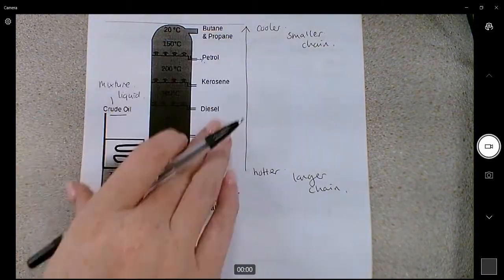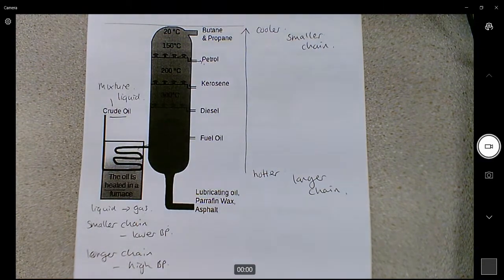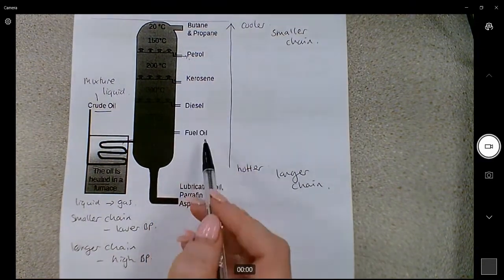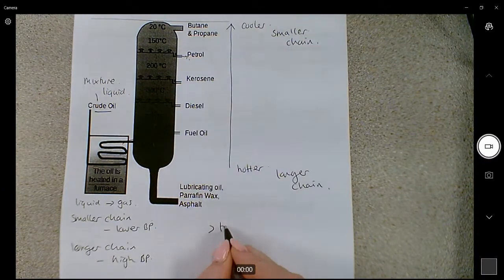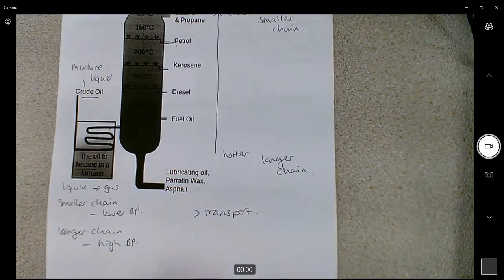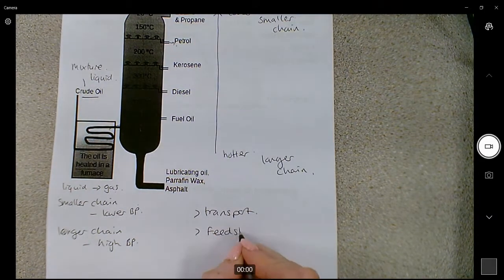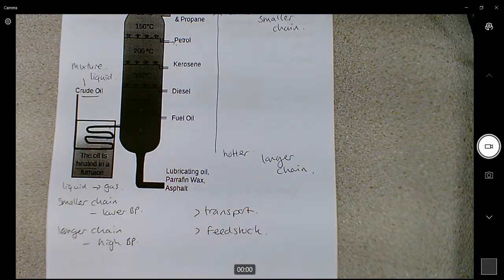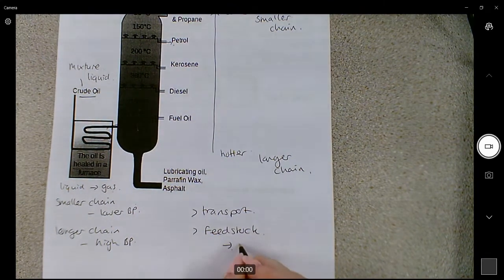Now, these products all have different uses. As you can see, petrol and diesel, we can use them for things like transport. We also use them in the petrochemical industry as what we call feedstock. Essentially, it's the things that we need to make other molecules or products. So for example, we do use this for making polymers.